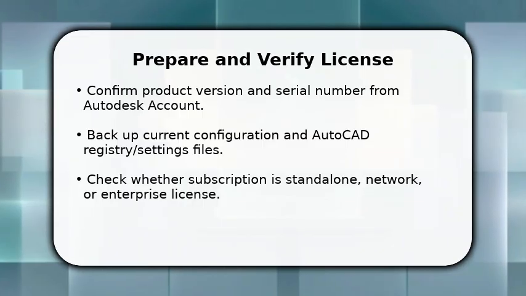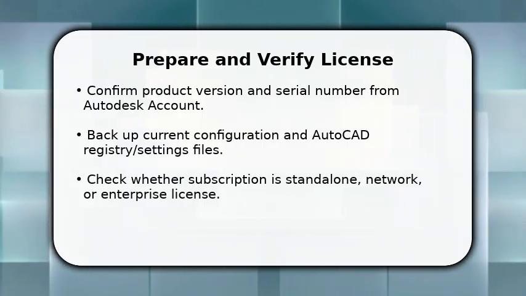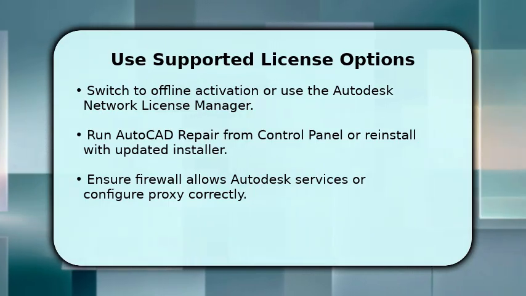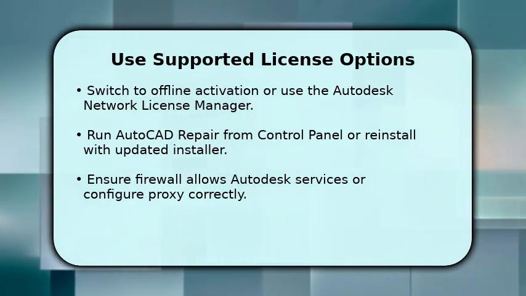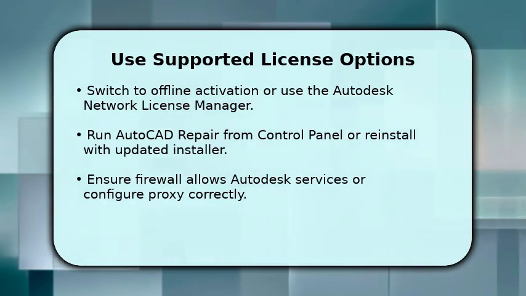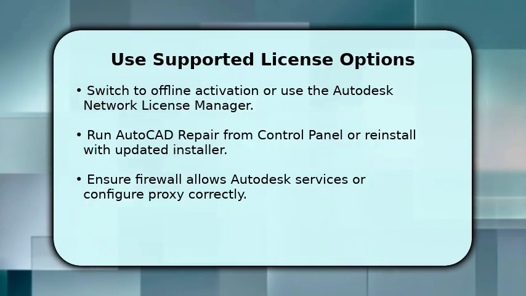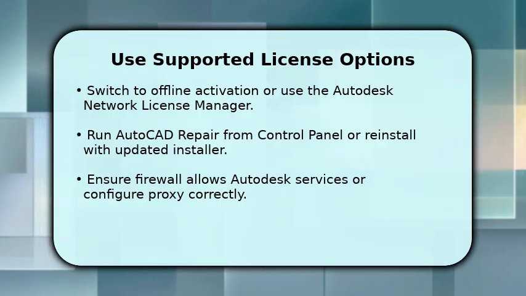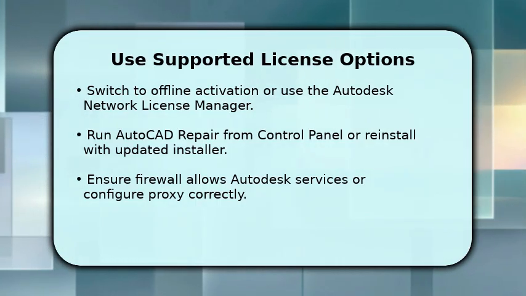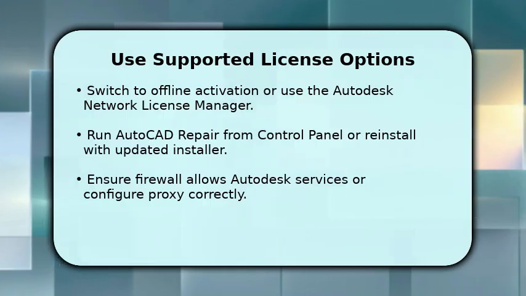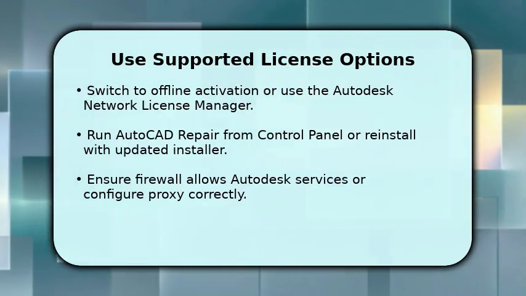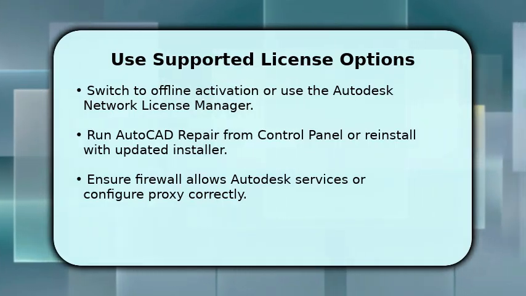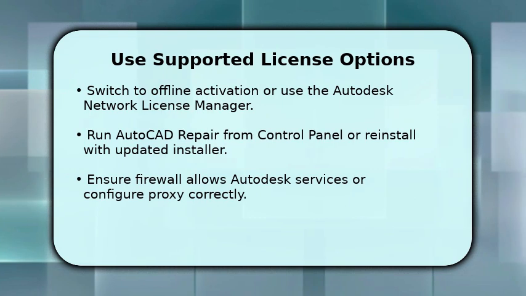Next, pursue legitimate methods to stop unwanted checks. If you need offline use, request an offline activation from Autodesk or your admin. If you're on a network license, verify the network license manager is reachable and properly configured. Once done, run the built-in repair or reinstall with the latest Autodesk installer to fix corrupted license components. Make sure the firewall and proxy settings allow Autodesk telemetry and license traffic instead of blocking it.